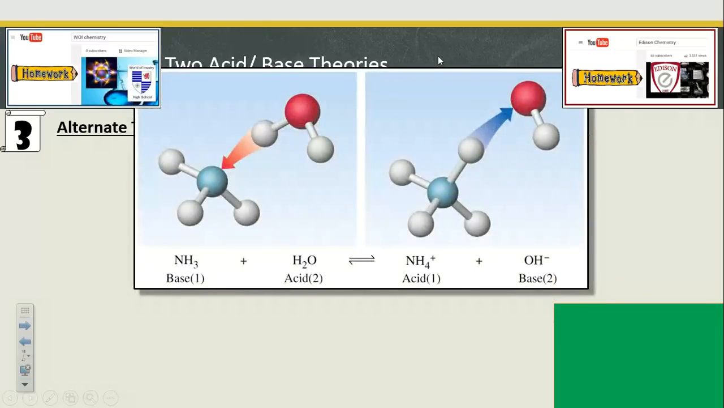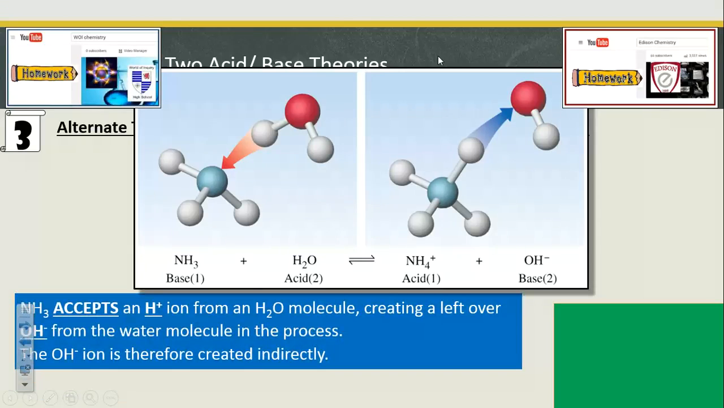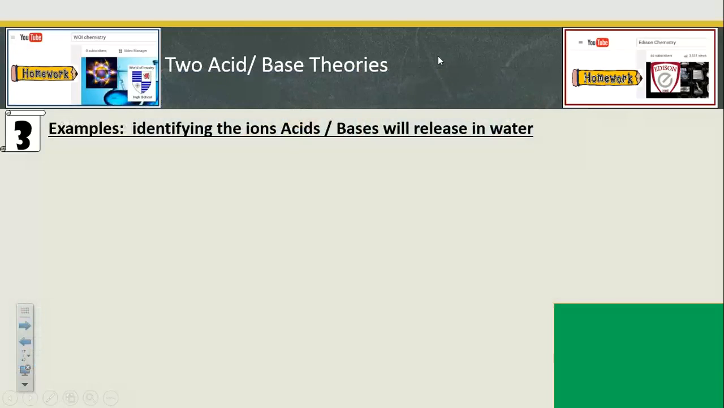Here is what happens with ammonia, a base, and water. The water molecule bumps into an ammonia molecule. The ammonia steals a hydrogen atom, a hydrogen ion, from the water molecule, creating the OH negative in the process. So NH4 plus is now the acid, and the OH negative is now the base. Ammonia accepts the H plus ion, creating a leftover hydroxide ion from the water molecule in the process. The OH negative hydroxide ion is therefore created indirectly. So that's why the alternate theory works.